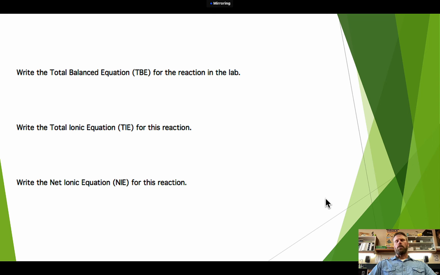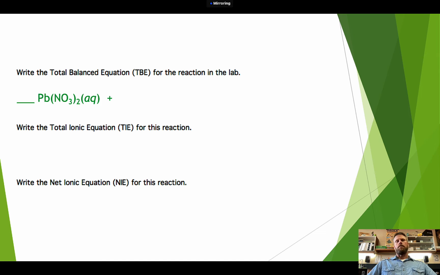Now for the most important part of this post-lab activity. I'm going to show you for the first time this year how to write the total balanced equation, total ionic equation, and net ionic equation for the reaction that happened in this lab. This will be the first time of many throughout the rest of the school year that you will be completing this type of procedure. So I'm going to start with the total balanced equation.